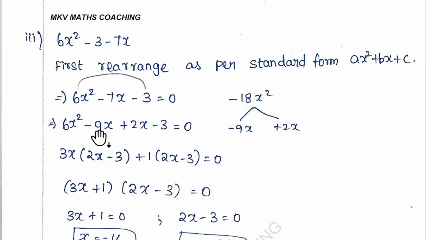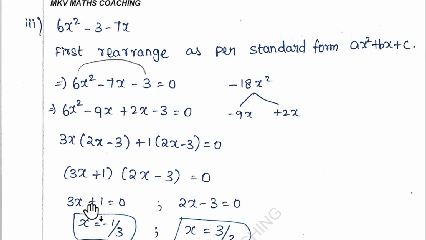Now take the first two terms and check for the common terms. In the first two terms, 3x is common, right? I'm taking 3x common out. So remaining is 2x, so 6x square, no? So 2x is remaining here and minus 3. x we have taken common, 3 we have taken common. And I need the same 2x minus 3 here, right? So here it is already there. So I'm just going to take plus 1. 2x minus 3 is common. So remaining is 3x plus 1, which is equal to 0.